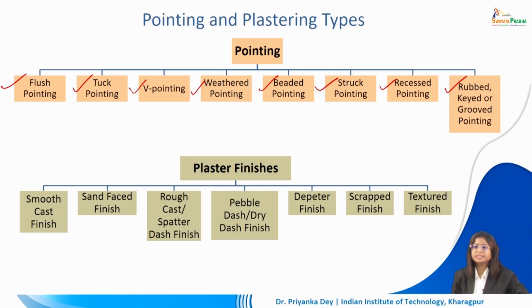Now plastered finishes can also be of different textures. We can have a smooth cast finish, a sand faced finish, rough cast or spatter dash finish. We can have a pebble dash or dry dash finish, depeter finish, scraped finish and textured finish. So the final look of the plaster can also have different textures.